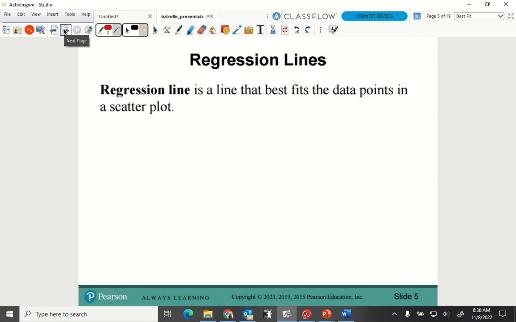A regression line is a line that best fits the data points in a scatter plot. You know that red line that I just drew up there? That's the regression line. It's a straight line that fits all those points.